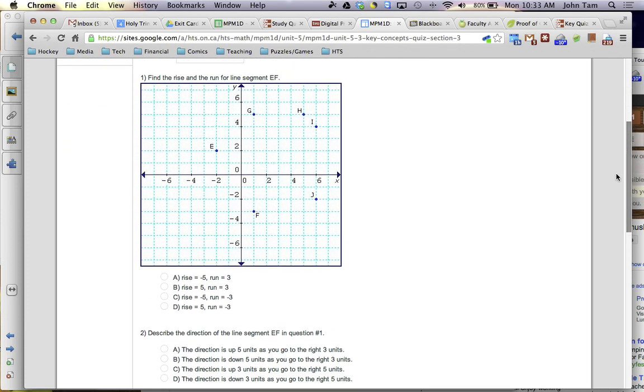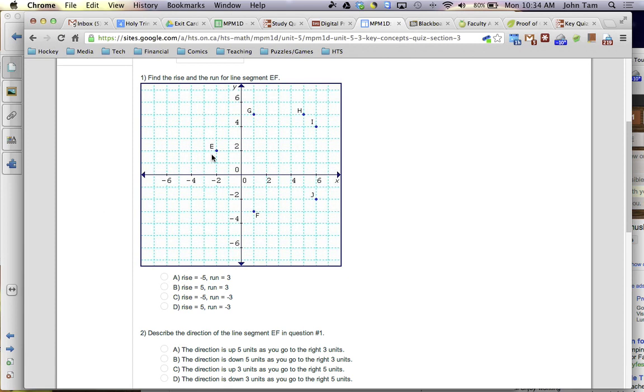So here we'll look at the segments between E and F. E is here, F is here. I can't write this. How do you find the rise and run? First of all, how do we find the rise from E to F? Going from E to F, how do we find the rise?